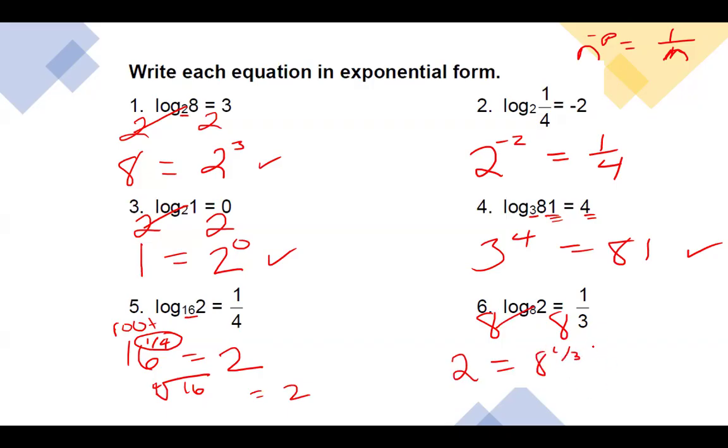Again, I have a rational power. What does that rational power mean? Root. Means I'm taking the root. So I'm asking myself, what is the cube root of 8? What number times itself 3 times equals 8? And that answer would be 2. 2 times 2 times 2 is 8.